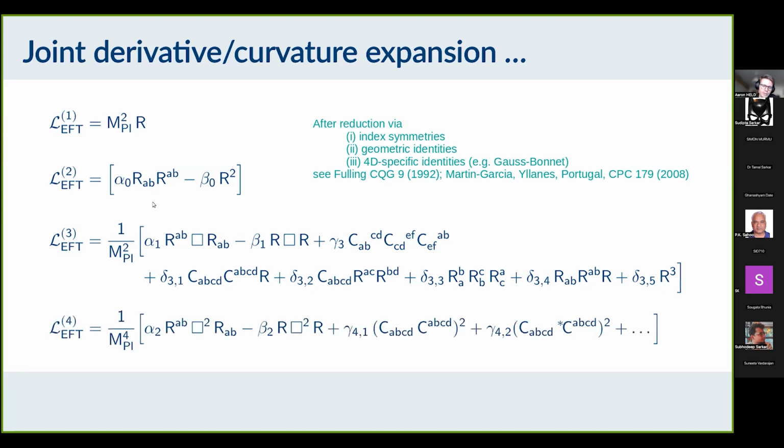And then you go on, and you can go on arbitrarily high. Here I'm stopping to write down all of them because I think it's more than 10 at the quartic level. But that's what it is. That's actually the complexity, the index complexity of such an effective field theory expansion of gravity.